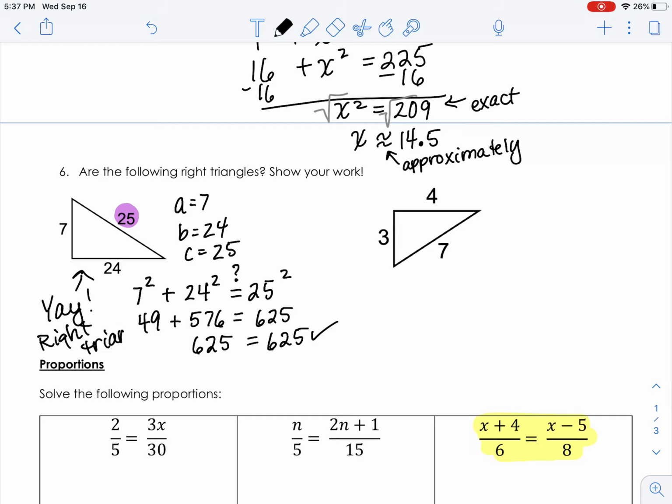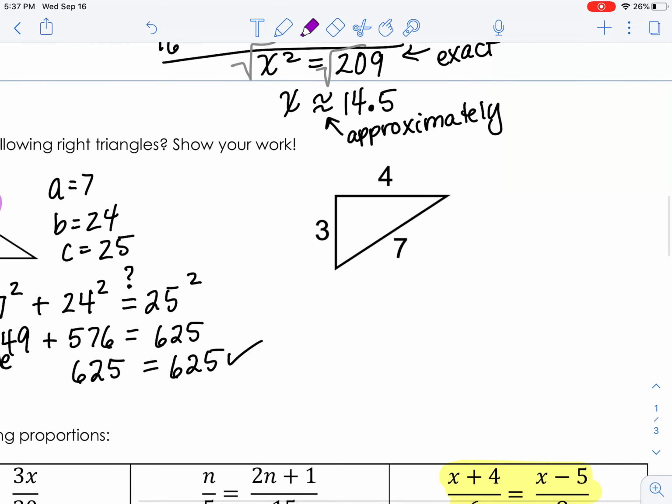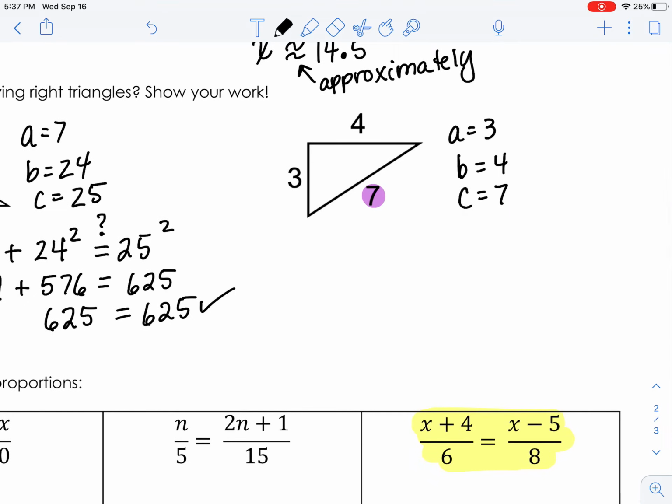Now, you probably have guessed the other one is not going to be, but let's just show the steps. So first of all, you got to determine which one would be the hypotenuse if it was a right triangle. So that would be the 7, the longest side. A and B don't matter. So I'm just going to say A equals 3, B equals 4, C equals 7. So putting that into our formula, we would get 3 squared plus 4 squared equals 7 squared. And we're checking to see if that's true, so put your question mark.